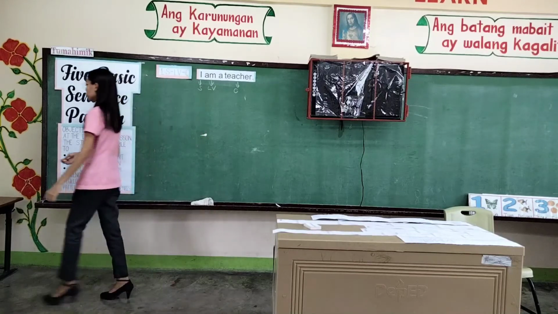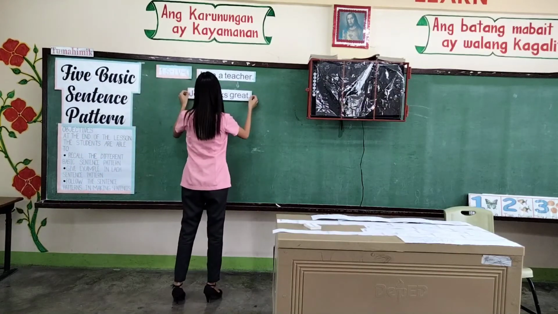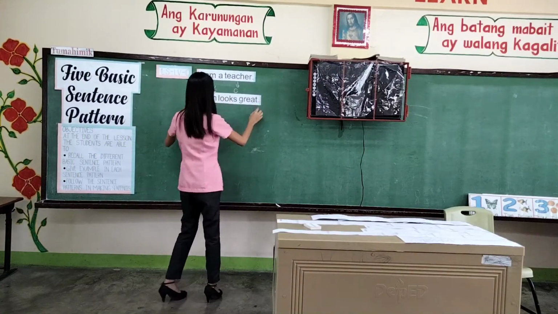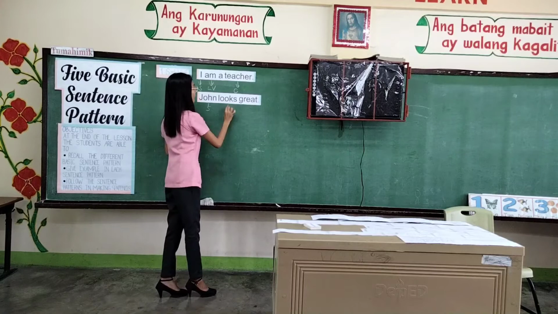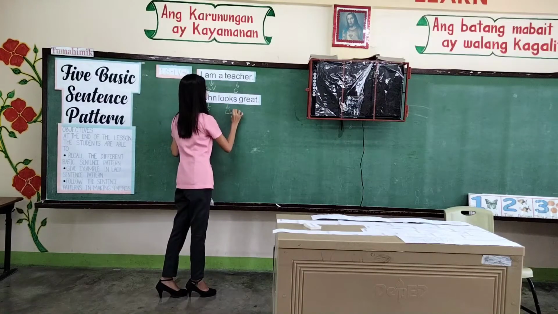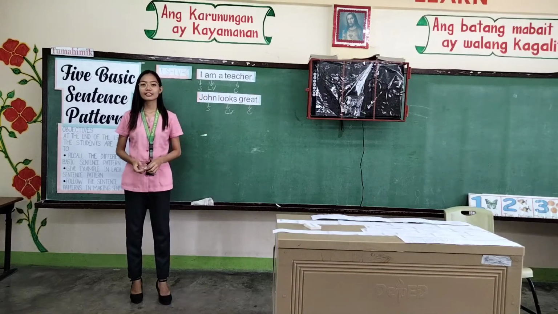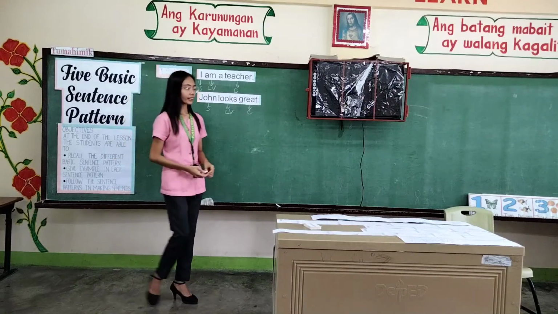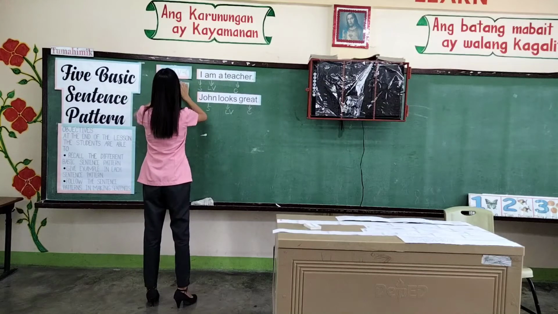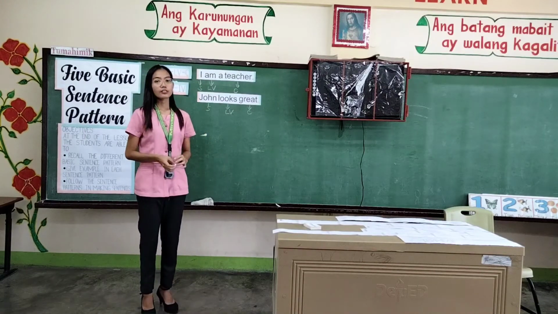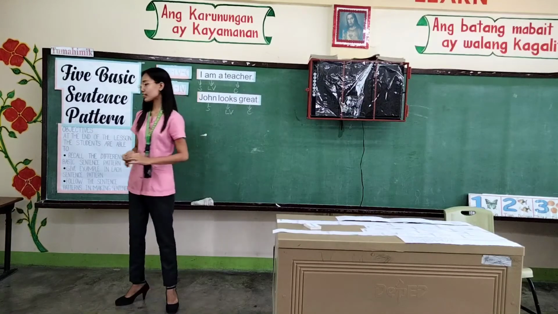So here's another example. John looks great. John here is our subject, looks is our linking verb, and great is our complement. Do you understand? Okay. So the second pattern will be the subject plus intransitive verb pattern. So again, intransitive verb does not require an object. Here's an example.